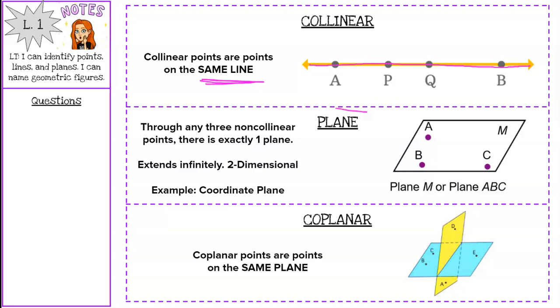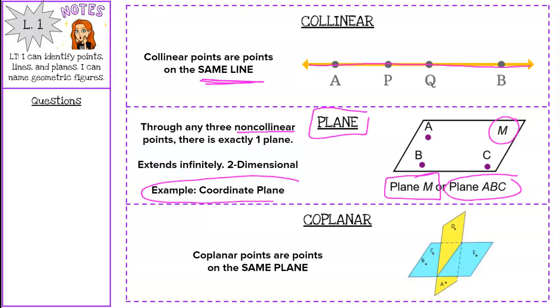A plane is 2-dimensional. Through any 3 noncollinear points, there's exactly one plane. That just means not all 3 of those points would be on the same line. So 2 of them could be on the same line, like B and C are on the same line, and A and B could be on the same line, but not all 3 are on the same line. So that is a plane. And we can name planes by 3 of the points in the plane, like plane ABC. Sometimes there will be a letter in the corner, and you see how this letter M does not have a point next to it? That would just be the name for the plane, plane M.